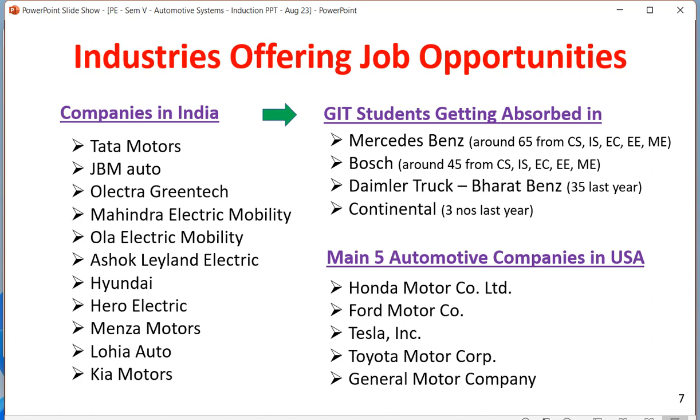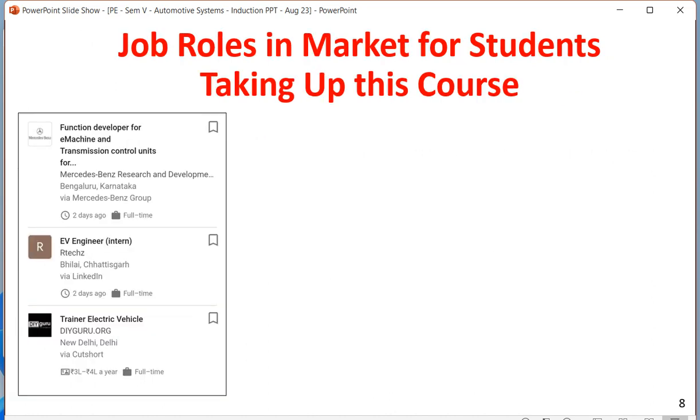But for that, starting to know the vehicle, from the IC engine based vehicle, then the electric vehicle and all those things, we have to start from this 5th semester only. These are the 5 companies: Honda, Ford, Tesla, Toyota and General Motors, which are the 5 main automotive companies in the US. So you can plan your career accordingly in the automotive industry, in Indian companies as well as in foreign companies. Finally, we are going to see which job roles in the market a student can take up after doing this course and after taking automotive as your future professional domain.